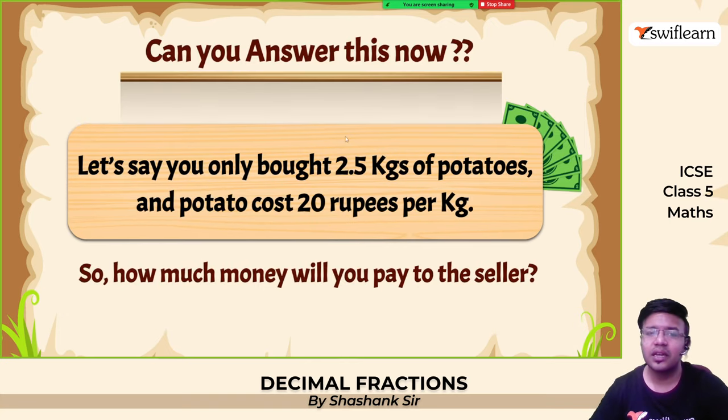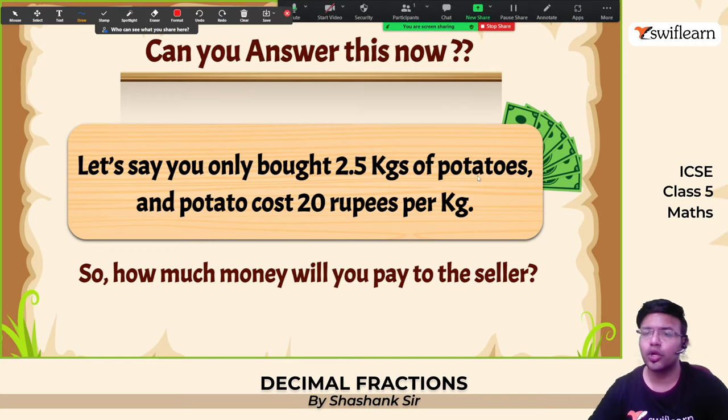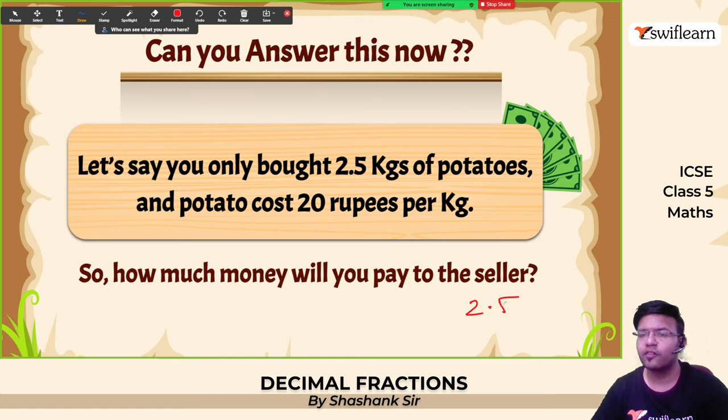Now see this. Let's say you have bought 2.5 kgs of potato at the cost of rupees 20 per kg. So what you need to do is 2.5 into 20. Multiply this 0 with anything is 0, so add an extra 0. Now 2 5s are 10.